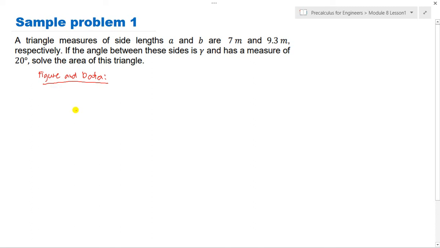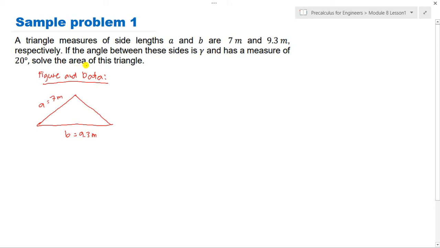So here, sides A is 7 and B is 9.3. So B is bigger. So A then B. Or maybe not. So here is A. A is 7 meters, then B is equal to 9.3 meters.